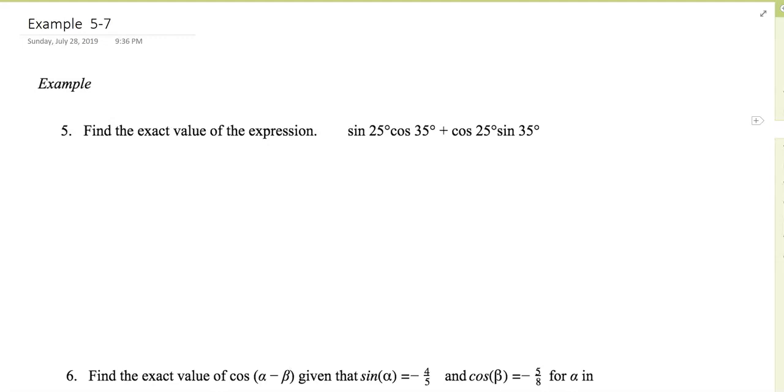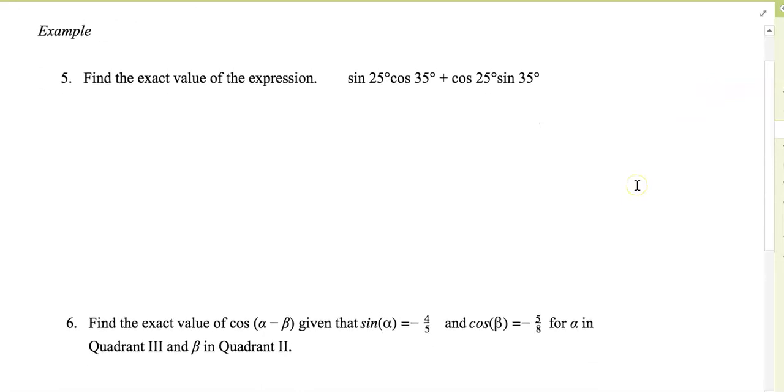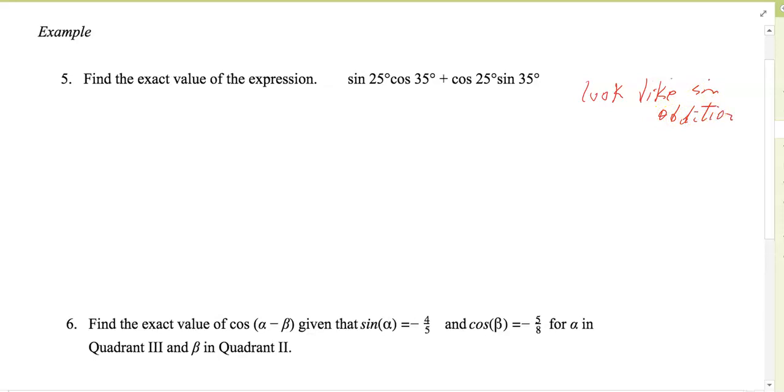Still another example. Let's turn the other way around. Find the exact value of the expression sine of 25 degrees cosine 35 degrees plus cosine of 25 degrees sine of 35 degrees. Now this looks like a sine addition. So let's try a sine addition with it. And so 25 and 35 gives you 60 degrees.